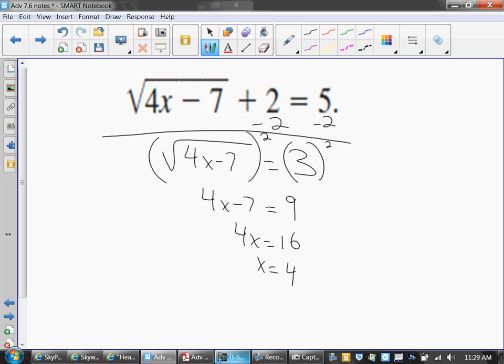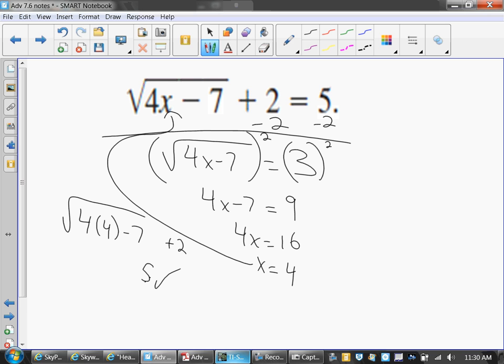X equals 4. So far, so good? Okay. Check it. Make sure you're right. 4 times 4 minus 7, take the square root, and add 2. 16 minus 7 is 9. 9 plus 2, or 3 plus 2 is 5. It works.